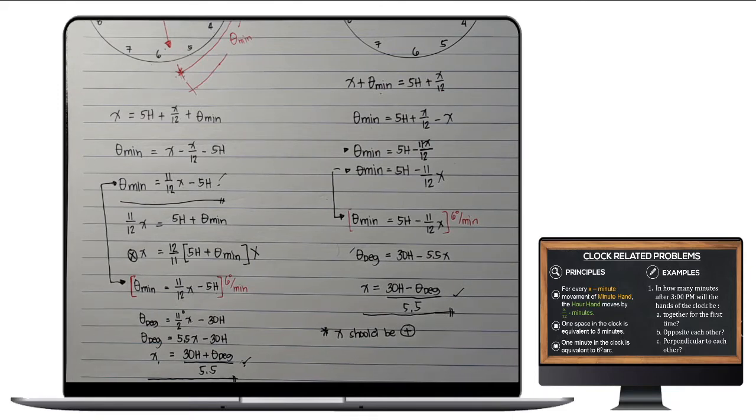So, again, as a recommendation para sa problems na ito, this is already the derived formula for this type of problem. So, this x is equal to 30h minus theta in degrees divided by 5.5, where h again is the o'clock mark, theta in degrees, so yung angle in between should be in degrees, divided by 5.5. And yung x na makukuha natin, that is already in minutes. Or this one, yung 30h plus theta in degree divided by 5.5. Okay? So, these two are already derived formulas.